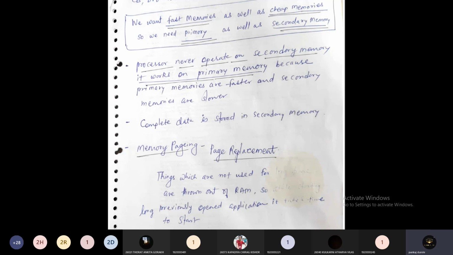It takes some time to start. Immediately it does not start. Why? Immediately that movie does not start. Why? Because things which are not used for a long time are thrown out of RAM, because there were pages, friends. Those were there in the RAM, right? So as they were not active for maybe 5 minutes, 10 minutes, 15 minutes, right? So they are thrown out of RAM inside the secondary memory, right?